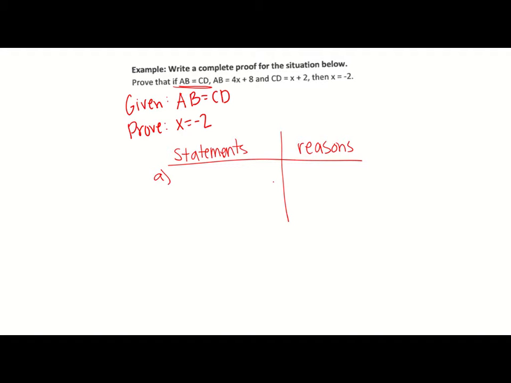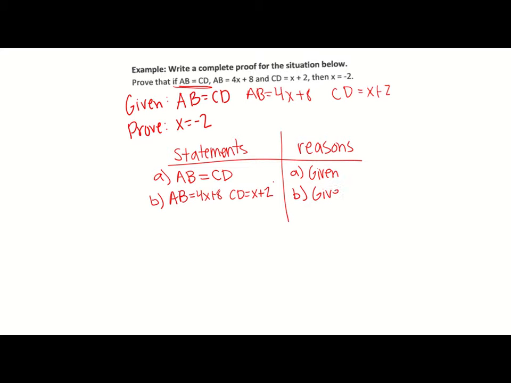So our first statement is going to be our given information. We are given that AB is equal to CD, and the reason we can write that is that it is given. Then our other given information is AB equals 4x plus 8 and CD equals x plus 2. So we need to write that in our statement. We know that AB equals 4x plus 8 and CD equals x plus 2. And again, the reason we can write that is it is given.